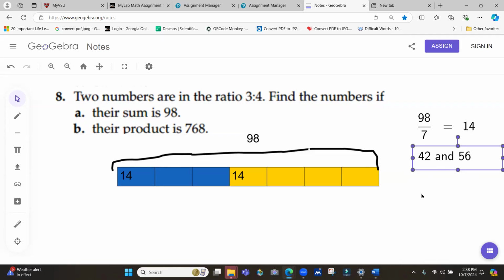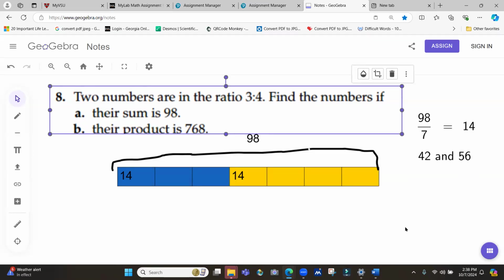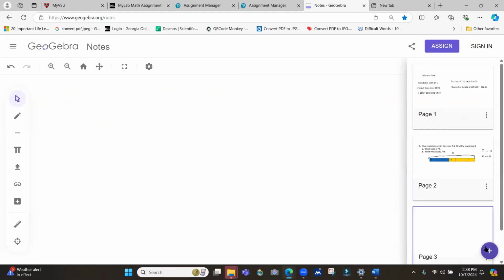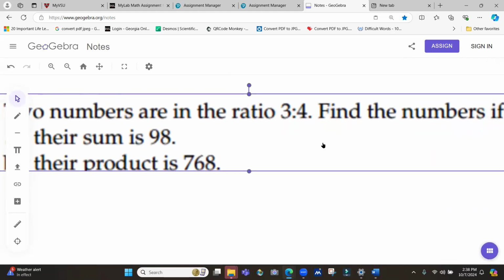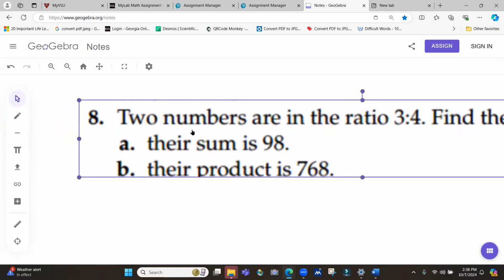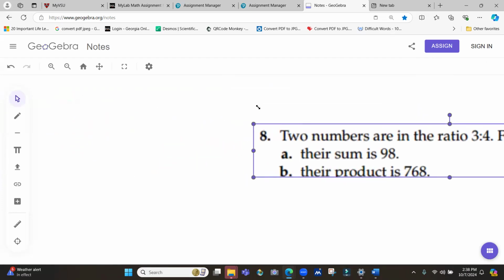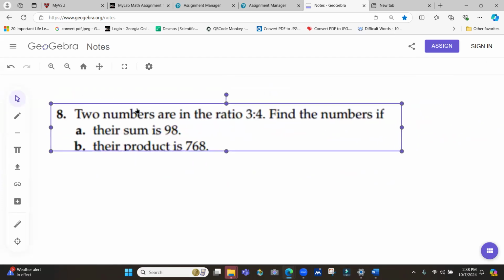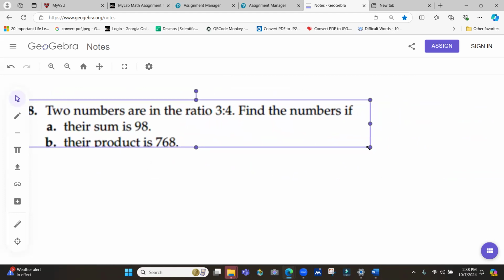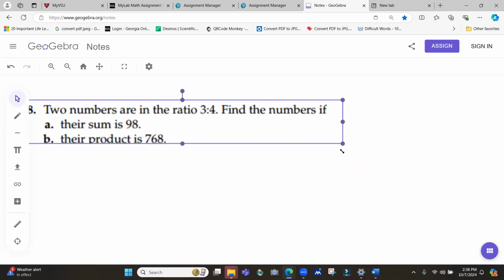Now, the next one is a little tricky, and I don't know how to do it visually. I have to do it algebraically. I'm going to save it here in case people have questions. I'm going to take this question and go back, create a new one. So again, the two numbers are in the ratio 3 to 4.